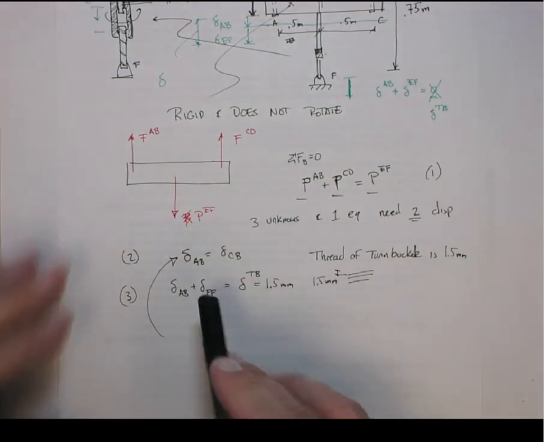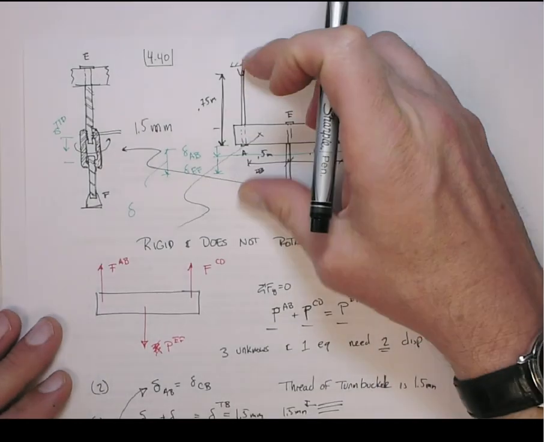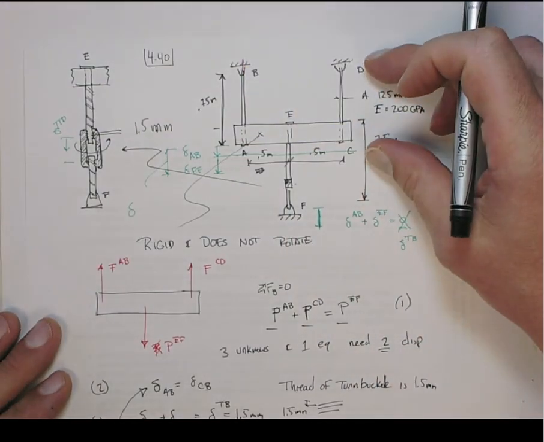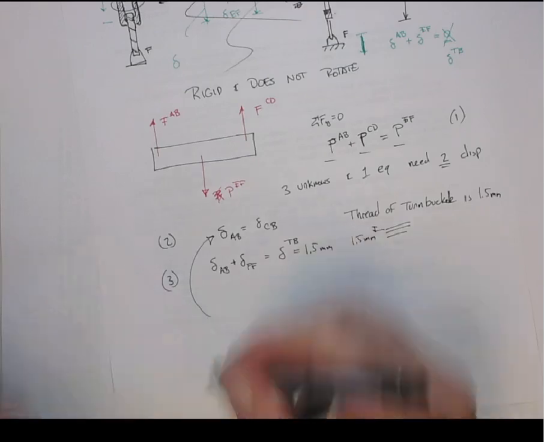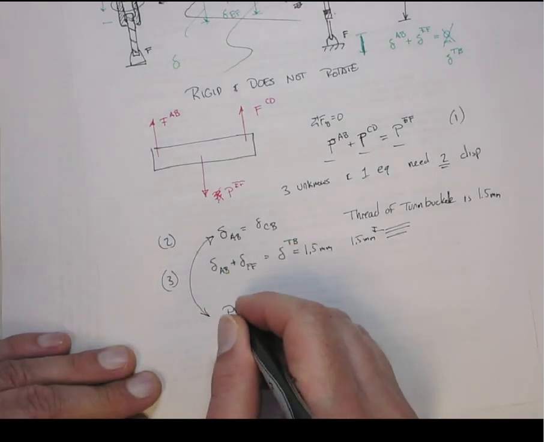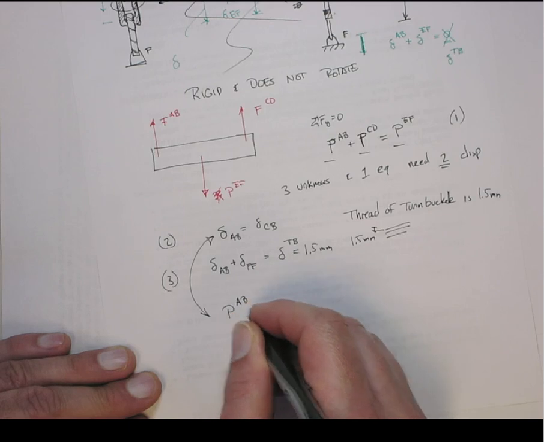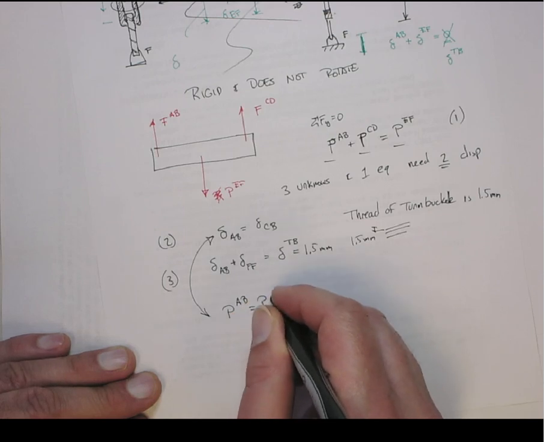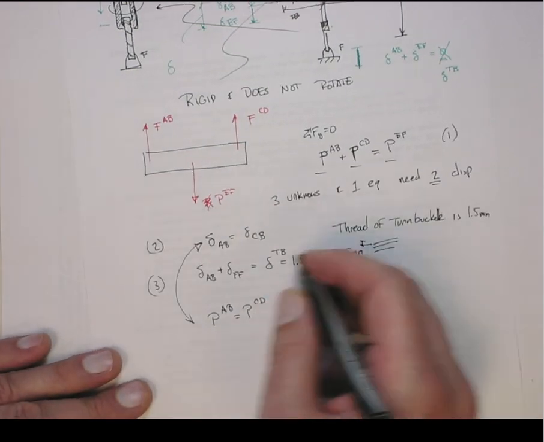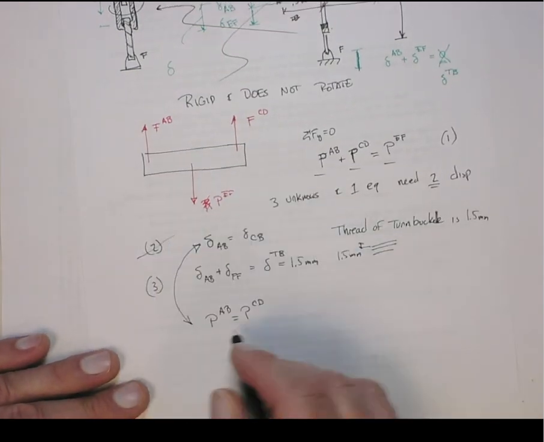So if the elongation of AB is the same as the elongation of CD, and they're made of the same material, now that means obviously the forces in the 2 have to be equal. So this one is implying that the force in AB equals the force in CD. So now, what have I done? Well, let's kind of throw this out, and now I have 2 unknowns.